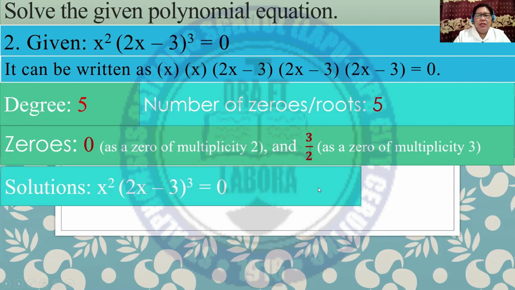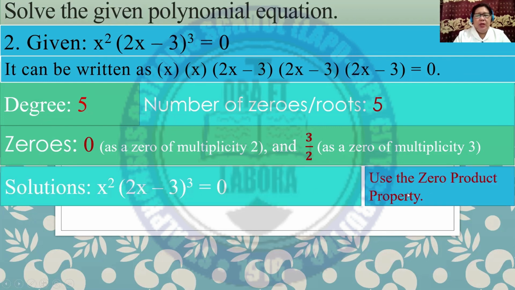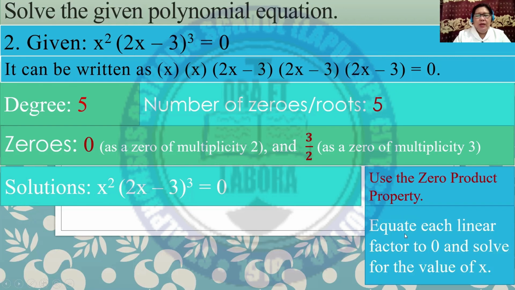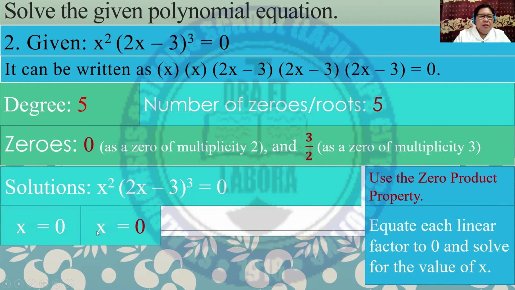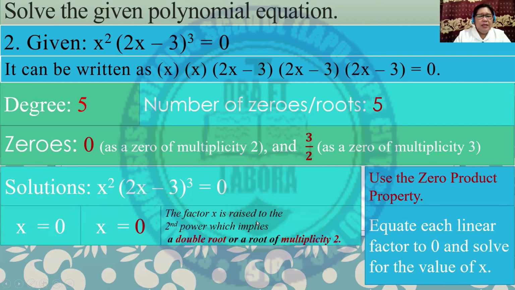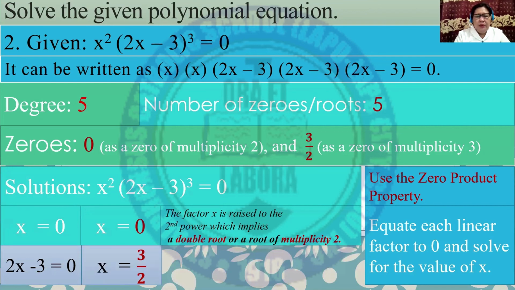For the solutions, we have to use again the zero product property, which means we have to equate each linear factor to 0 and solve for the value of x. So the first one, x is equal to 0. So the value is already 0. And the factor x is raised to the second power, which implies a double root or a root of multiplicity 2. For 2x minus 3 is equal to 0, x is equal to 3 over 2.